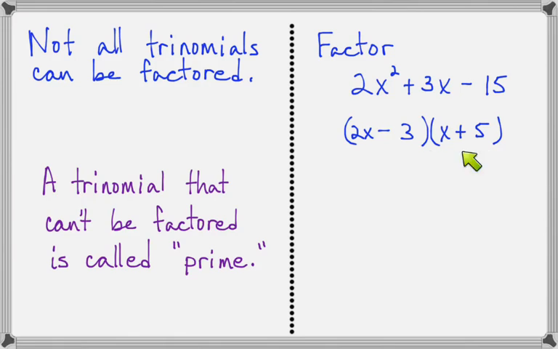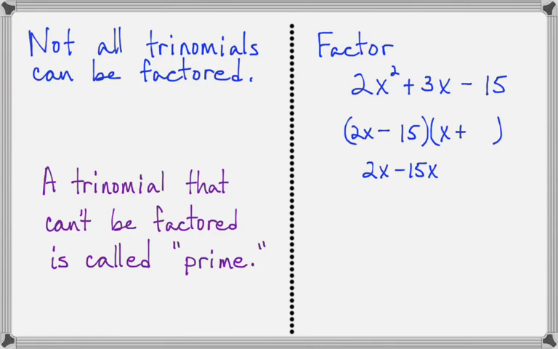Let's try rearranging the 5 and the 3. Okay, now outer times outer is going to make 10x. Inner times inner is going to make minus 3x. Together that adds up to 7x, but that's also not correct. So let's try 1 times 15. And you can try it in either place you like, the 15. Let's put the 15 here first and see if this works. Outer times outer is going to be 2x. Inner times inner is going to be negative 15x. So that's going to add up to negative 13x.